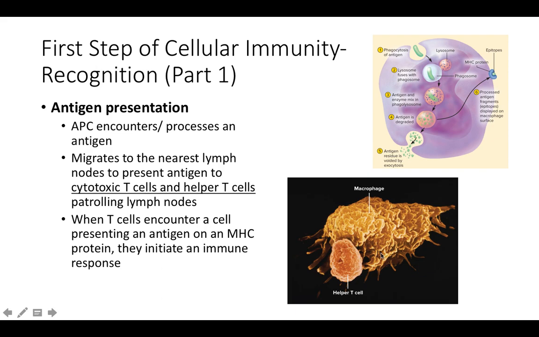So this macrophage here is acting as an antigen presenting cell, and it has an epitope on an MHC protein at its surface, which you can't see because this helper T cell is bound to that epitope at the MHC protein. Okay, so when this T cell encounters a cell that is presenting an antigen, like this macrophage here, then it'll bind and initiate an immune response. So that's the first part of recognition, is antigen presentation.